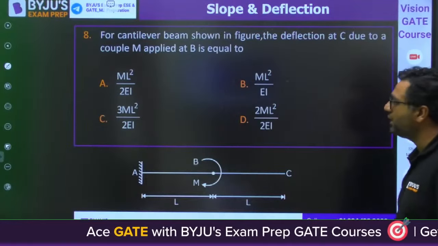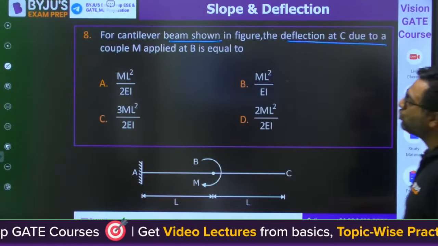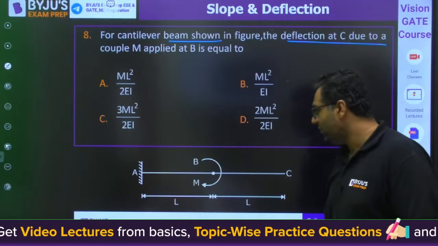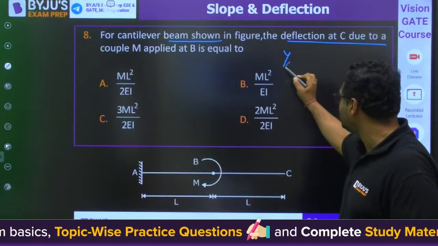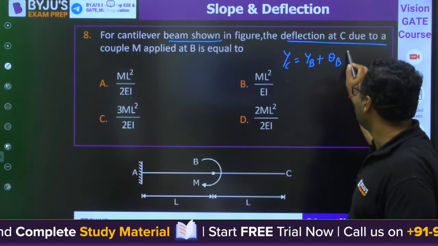Principle of superposition again. For the cantilever beam shown in the figure, the deflection at C due to couple M at B. So once again, you know, deflection at C is deflection at B plus theta at B into BC.